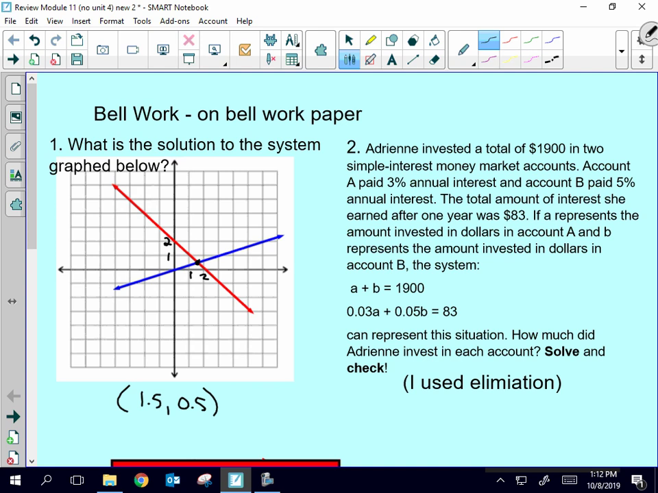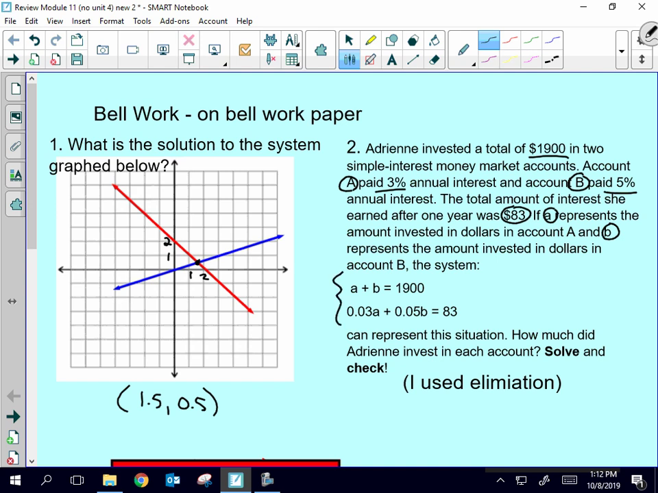Number 2, we have Adrian invested a total of $1,900 into 2 simple interest money market accounts. Account A paid 3% annual interest, and account B paid 5% interest. The total amount of interest she earned was $83. If A represents the amount invested in dollars in account A and B represents the amount invested in dollars in account B, then we have this system right here.